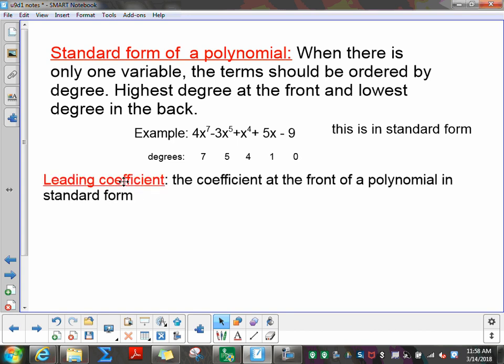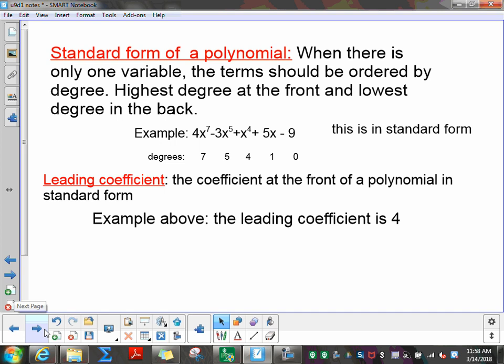The leading coefficient is the coefficient in the front of the binomial. So this one, in the front term, it has a 4. The leading coefficient is 4. Okay? You can only find leading coefficient when it's in standard form.